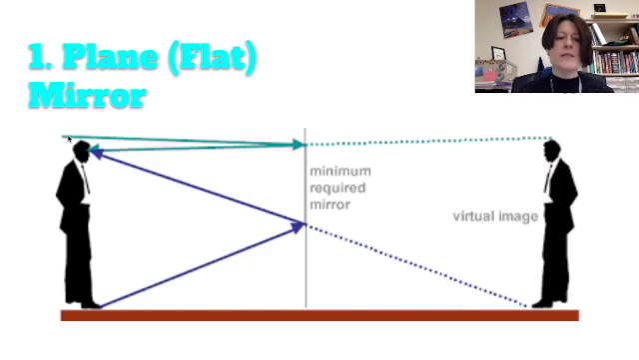And likewise, there's a ray that comes in here, bounces off the mirror from the top of his head, and goes to his eyes that follows the law of reflection. But his eye looks straight along this line to see the top of his head behind the mirror, the same distance on the other side. And so that's how a mirror works.